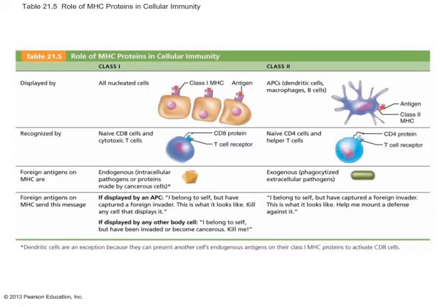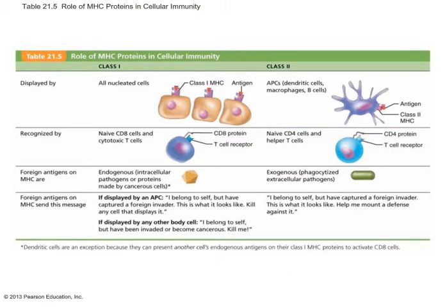Table 21.5 in your textbook gives a good overview of MHC antigens. Remember that MHC markers are basically self-markers that are present on all of our body cells. MHC1 markers will be displayed by all nucleated body cells, whereas MHC2 markers are displayed by dendritic cells and other antigen-presenting cells. And remember, the job of antigen-presenting cells was to go out and grab hold of an antigen and present it to either our T cells or B cells. Class 1 MHC markers are recognized by naive CD8 cells and cytotoxic T cells, whereas class 2 MHC markers are recognized by naive CD4 cells and helper T cells.